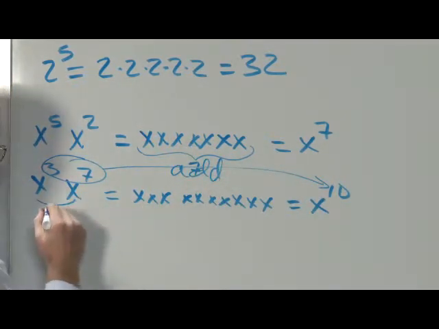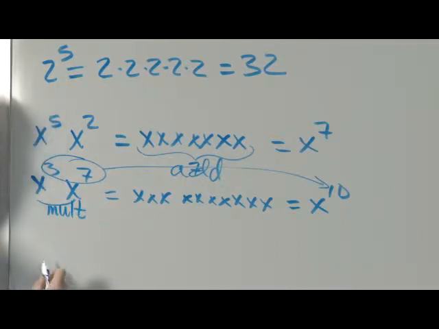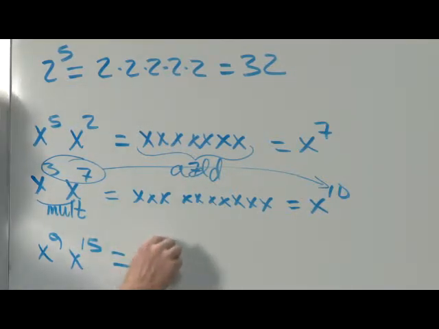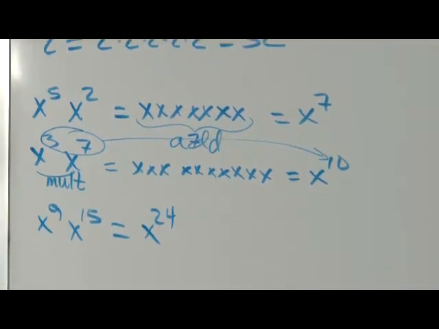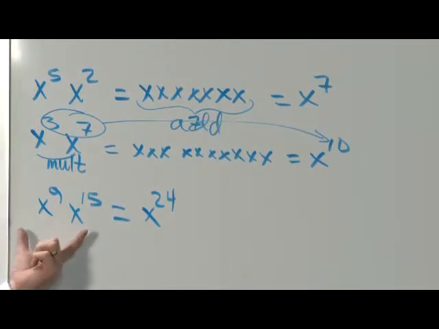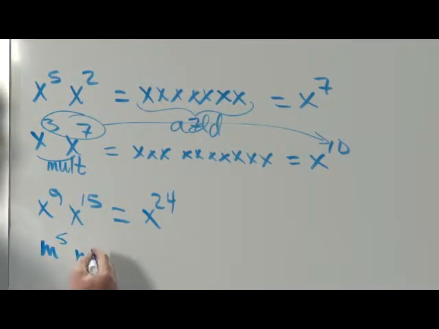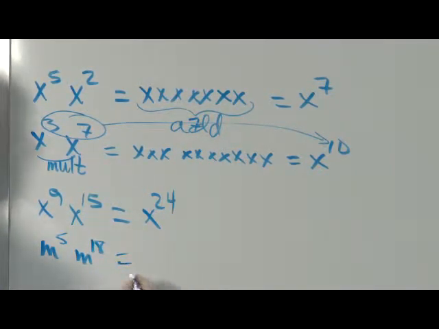While these guys are multiplying. So if we have x to the 9th times x to the 15th, that's going to be 9 plus 15, x to the 24. Notice that will work with the number 2, the number 7, the number 8, anything for x. You could put an m here, m to the 5th times m to the 18th. That's going to equal m to the 23rd power.